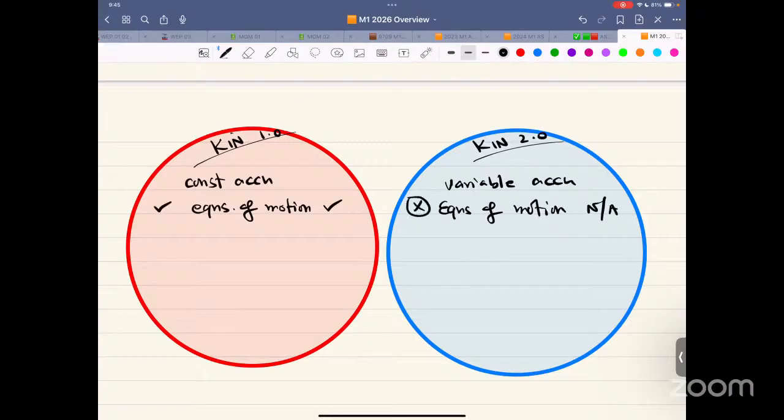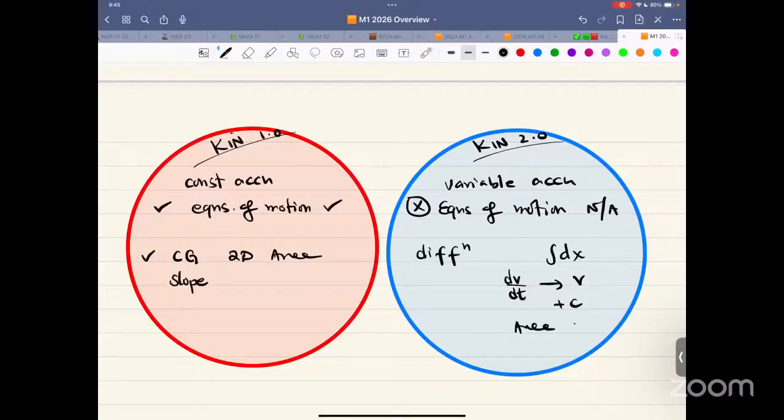For constant acceleration, you can also use coordinate geometry. You can use the concept of 2D mensuration, 2D area, and then basic slope and all these things. That's the kind of thing that's used. Over here, for variable acceleration, you have to use differentiation. You have to use integration, where the derivative function gives you velocity. That is plus C, which you have to take care of. You have to take care of the area under the graph. That is the concept that you need to take care of. In differentiation, you have to take care of the concept of stationary points.